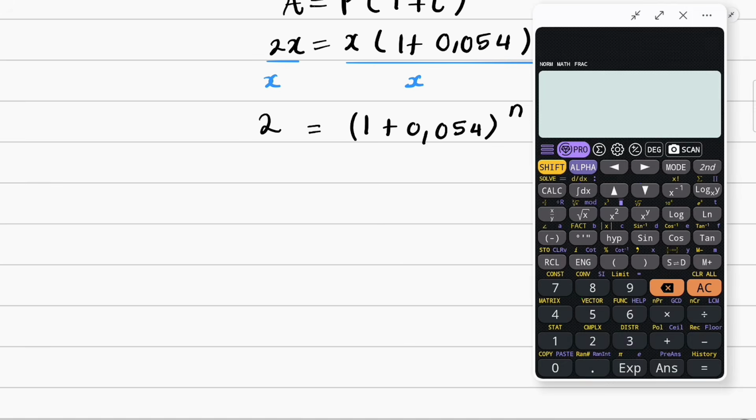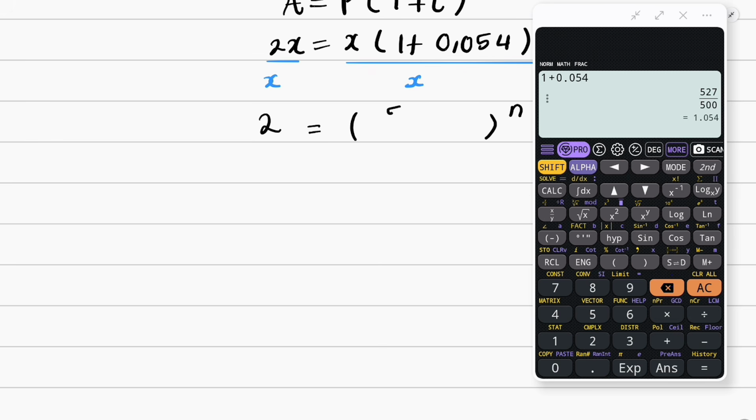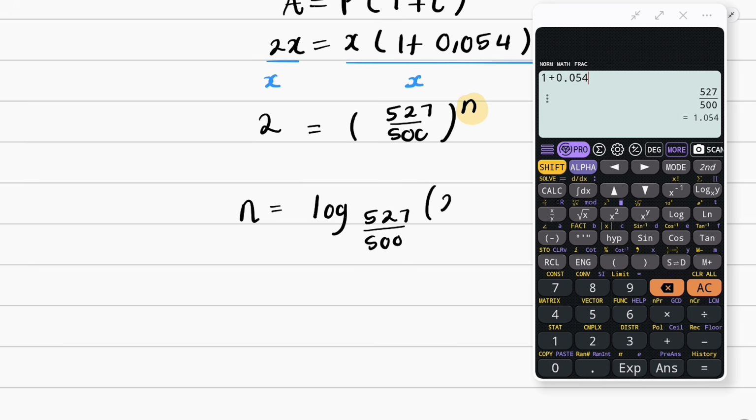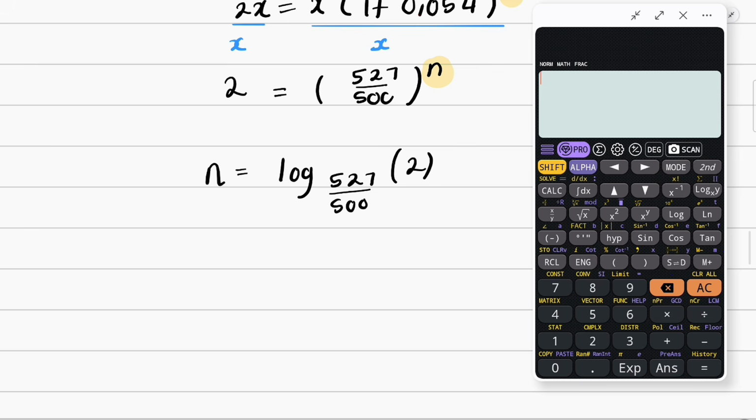You can actually just add these together just to see if it gives a fraction. So 1.054. Okay, it does. Not a nice looking fraction, but it's fine. 527 over 500. Okay, so raised to the power of n. And now to solve for n, to make an exponent the subject, we'll say n is equal to log, and our base is 527 over 500, and the answer was 2. So let's go ahead and find out what this is. So now calculator will say log, and our base is 527 over 500, and then we'll put 2 there.